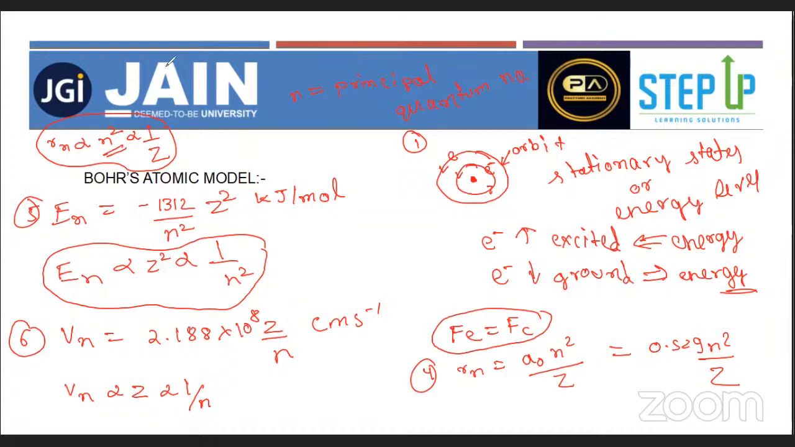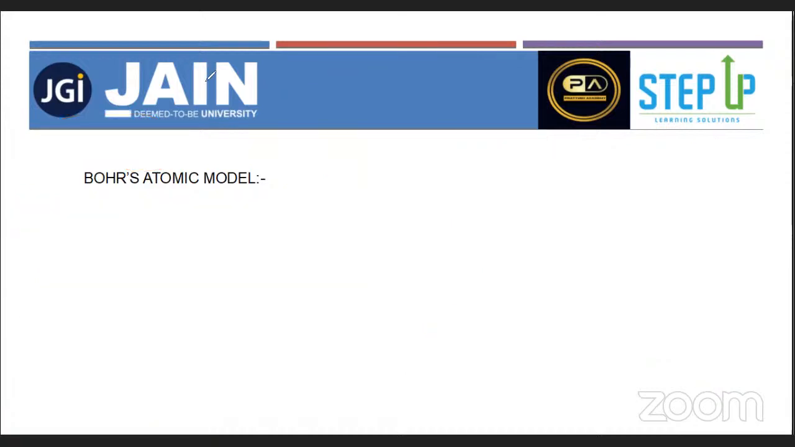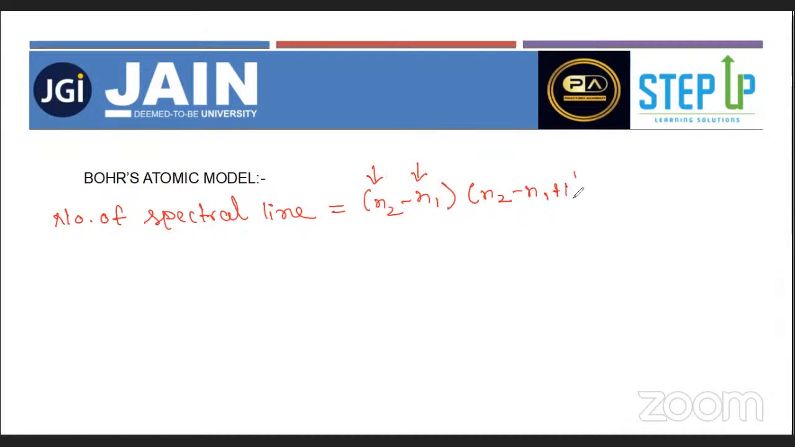Next, we have a very important formula here, the number of spectral lines. Number of spectral lines is what you get when a particular electron gets excited and moves from one shell number to another level. We write the formula as n2 minus n1 into n2 minus n1 plus 1 upon 2, where n2 is the excited level and n1 is the initial energy level. This is a very important formula to find the number of spectral lines.